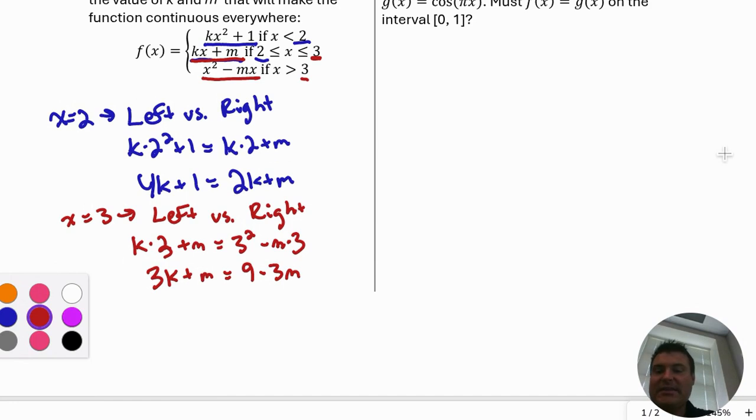I'm going to clean these up a little bit. I'm going to rewrite blue here, subtract the 2k on both sides, and put all the m's on the other side. I'm going to get this to be 2k minus m is equal to negative 1. And this one right here, cleaning it up just a bit, I'm going to get 3k plus 4m equals 9. We have 2 options here.